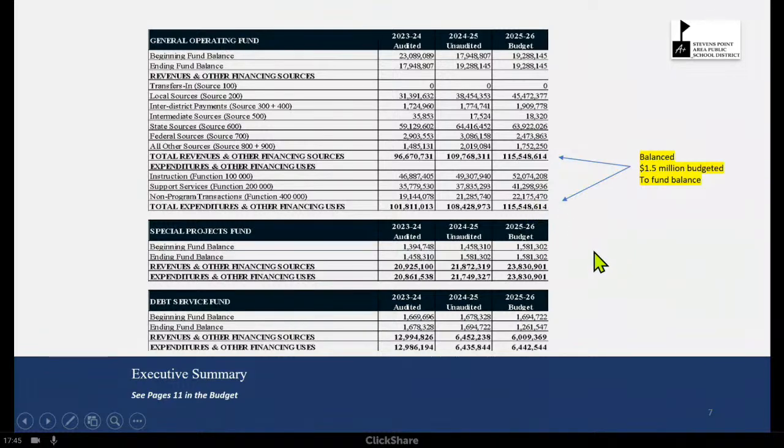Okay. Then we have the special projects fund, that's Fund 21 and Fund 27. Fund 21 is primarily donations. Fund 27 is our special education fund. That fund is balanced. Then we have our debt service fund. This is Fund 38 and Fund 39. Fund 38 is non-referendum approved debt. Fund 39 is referendum approved debt. And if you look at the revenue and expenditures for that fund, you'll see that revenue is less than expenditures. The reason for that is because we use some interest to help levy a little bit less.